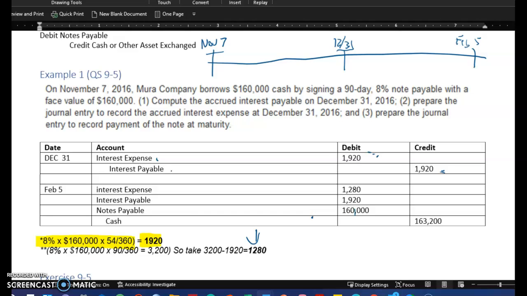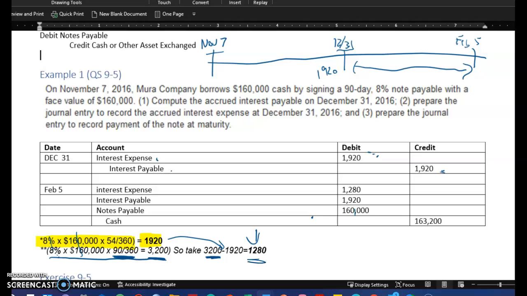Now, on February 5th, we're going to pay off the loan. We've accrued 1,920 in interest. So how much interest expense do we have between December 31st and February 5th? Well, if we had not had an end-of-year adjusting entry, we would have done this for the entire 90 days. 8% times 160,000, you see they're the same. The only difference in this calculation is we're using 90 for the 90 days of the note, divided by 360, and we get 3,200. So all you have to do is take the 3,200, subtract 1,920, and that means 1,280 is interest expense between December 31st and February 5th.